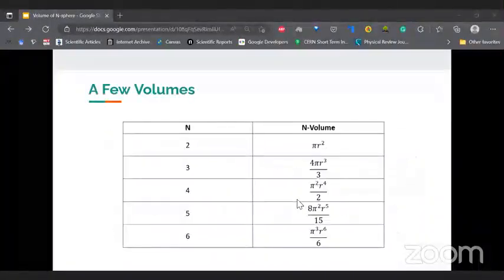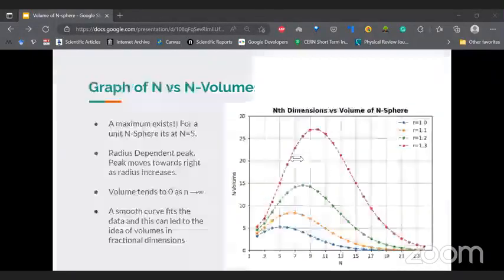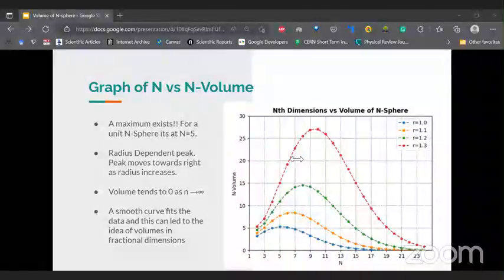So here are a few volumes that I have computed, and these results match the ones obtained in literature as well. So now, let me come to the conclusion and discuss some of the results.